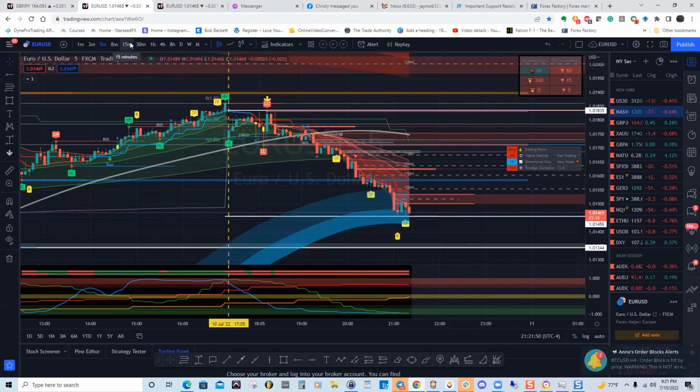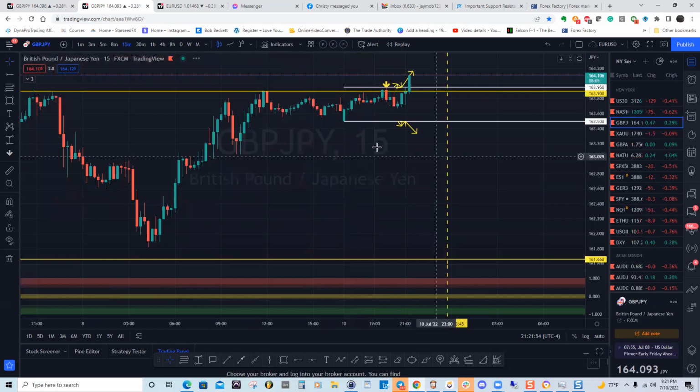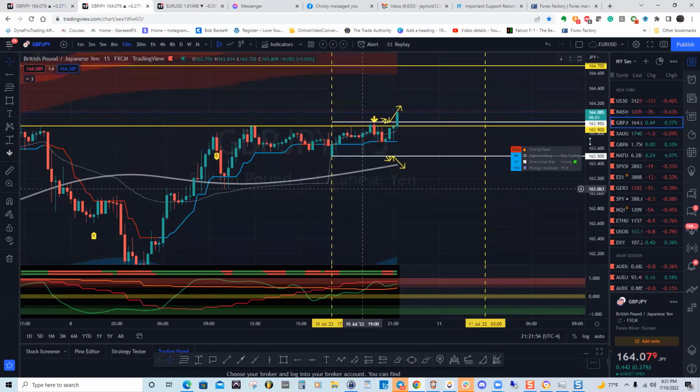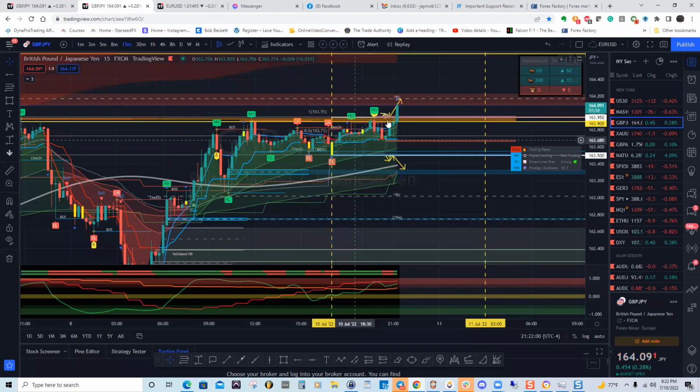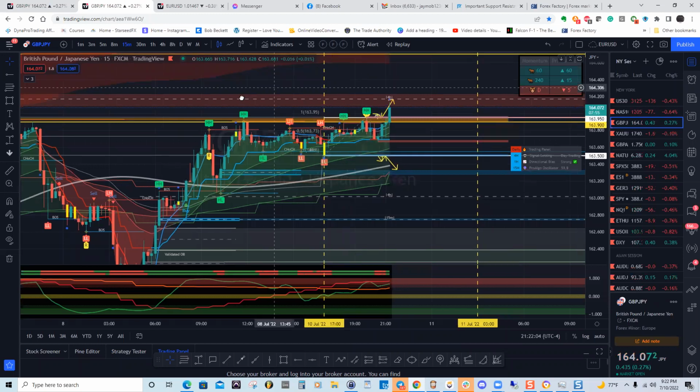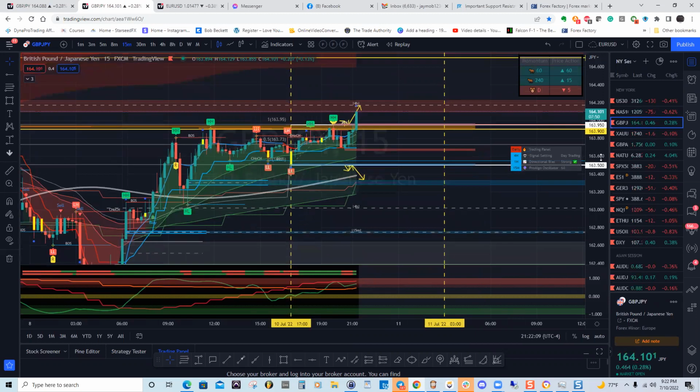GJ shooting up. Let's see what, oh yeah, see, breaking my level here. Look at that, breaking the level. It's breaking the level that I said here. That's what I said. I said if it breaks this level, then we might be in business. So if it retests this level, I'm gonna get in for a buy.